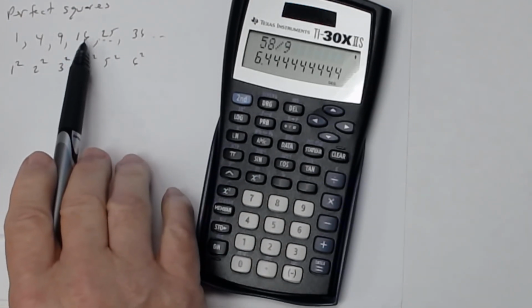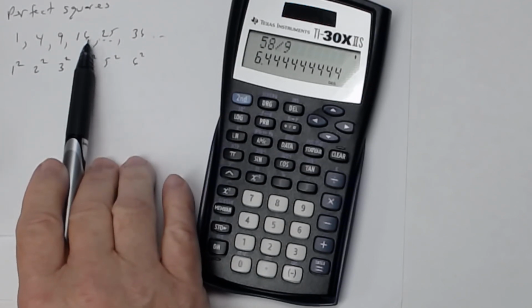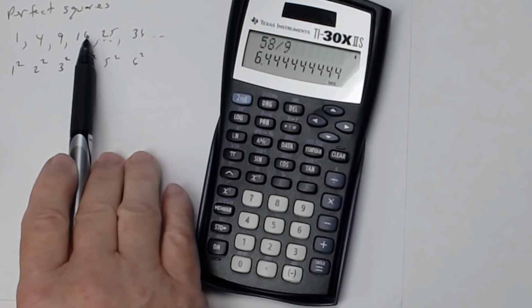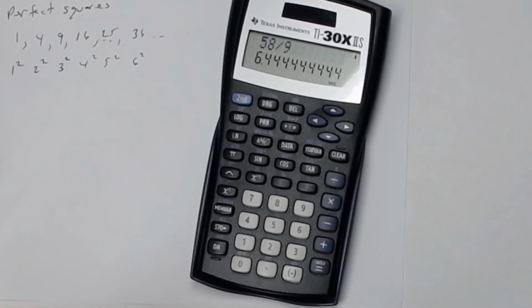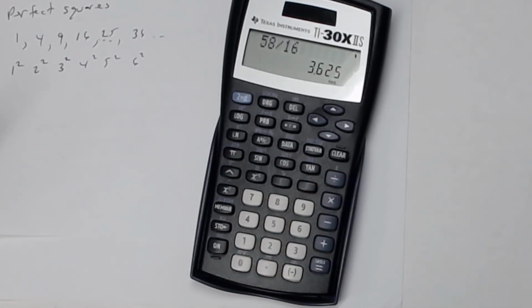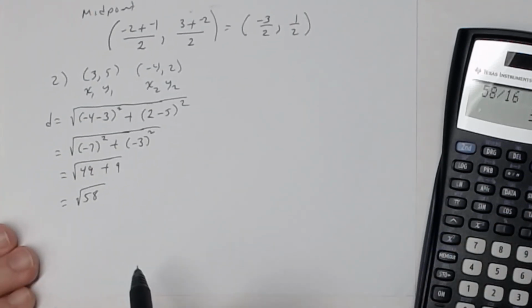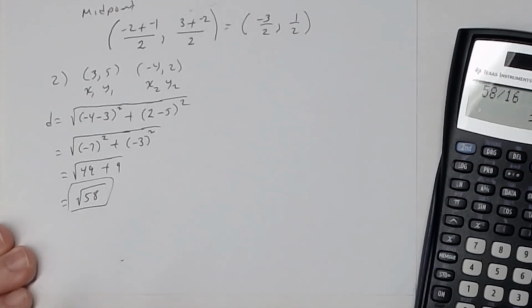Now, at this point you can basically stop because if 58 was not divisible by 4, then obviously 58 will not be divisible by 16 because 4 is a factor of 16. All right, and you can check, 58 divided by 16 is 3.625. All right, so at that point you realize, hey, I cannot simplify the square root of 58, so I'm done. All right, so there's your answer there for the distance.